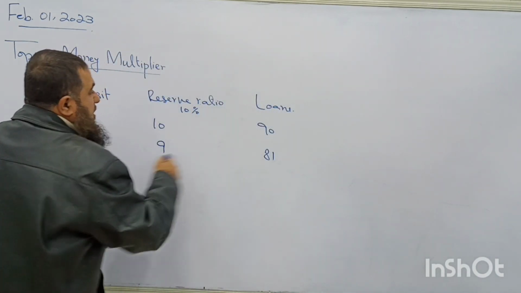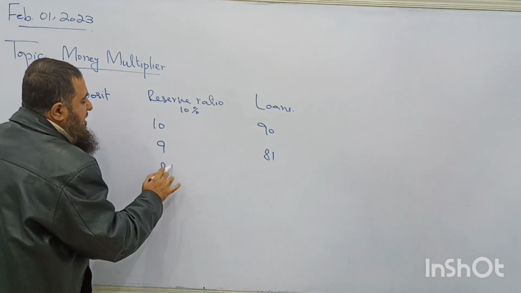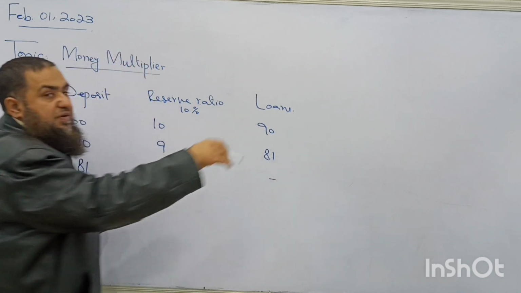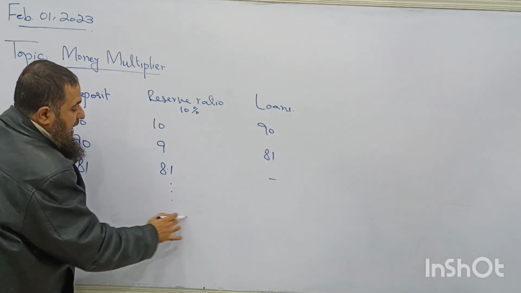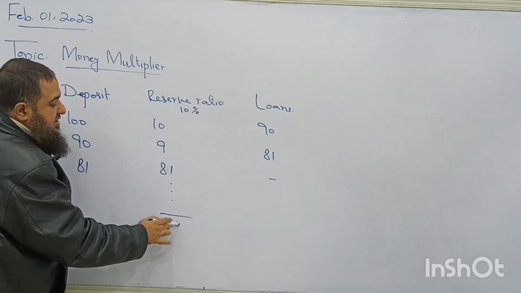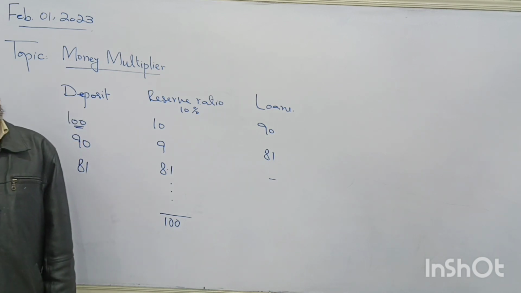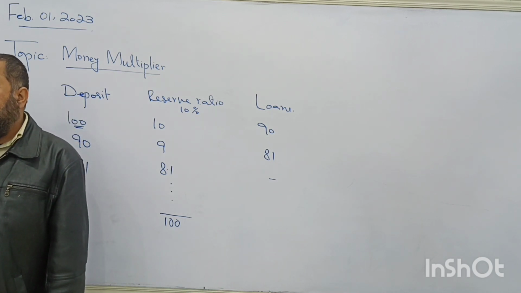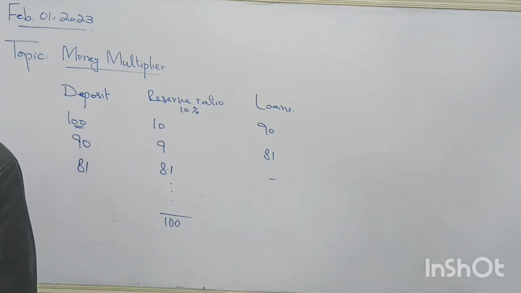Now this is a new account which is opened, and again the bank has to keep the reserve, and the remaining amount will be lent out. Keep it in mind, this process will go on until these reserves are equal to the initial deposit of 100. The bank will keep on lending, and we assume that whatever amount is lent out is redeposited within the same bank or with another bank.